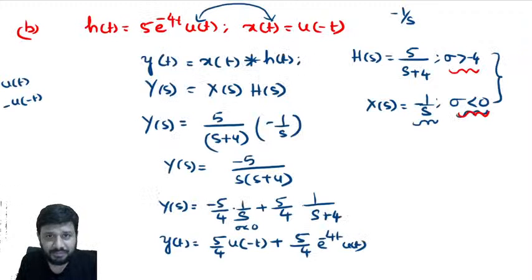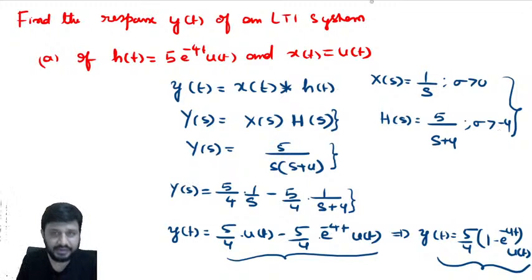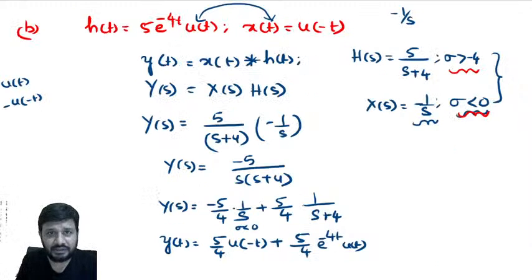See, in the previous examples we discussed, there is a common ROC, then only we are proceeding. Here sigma greater than 0, sigma greater than minus 4 means yes, there is a common ROC, then only you must proceed. Here also observe, third one.